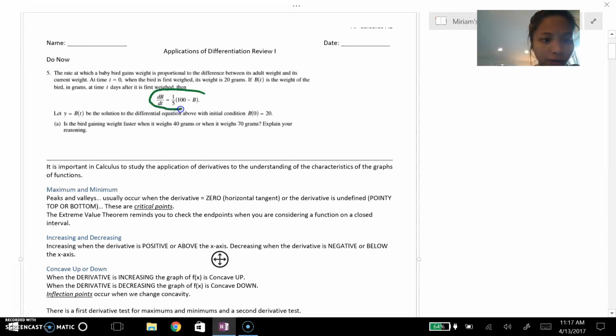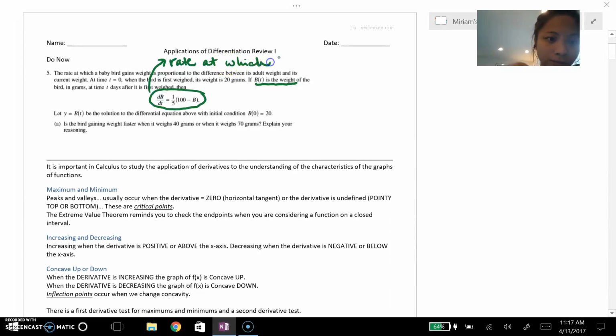So this is the differential equation, with initial condition B of 0 equals 20. Okay, so there's a lot of information here. We know that B of t is the weight. Now, that means that dB over dt is the rate at which the bird is gaining weight.